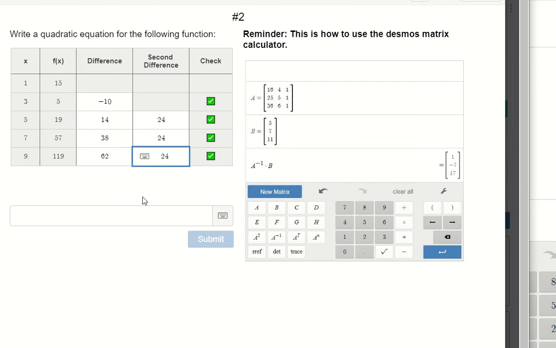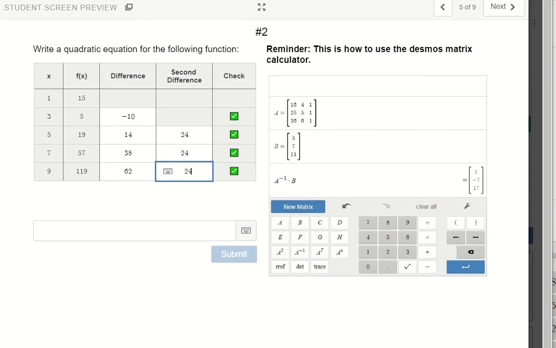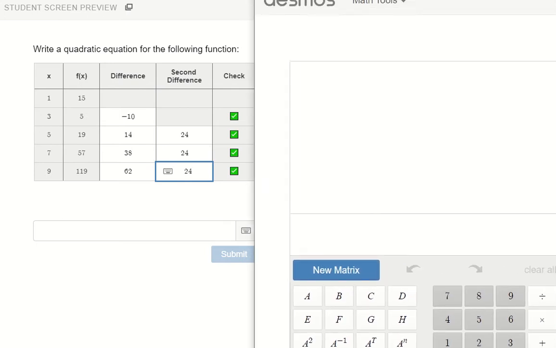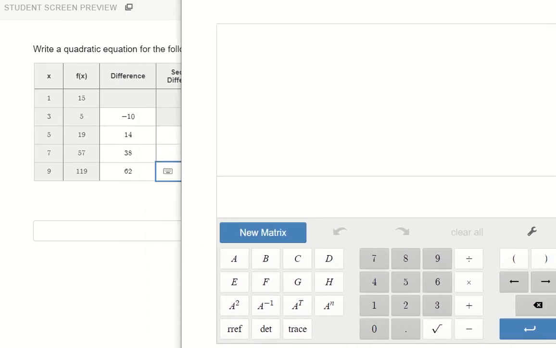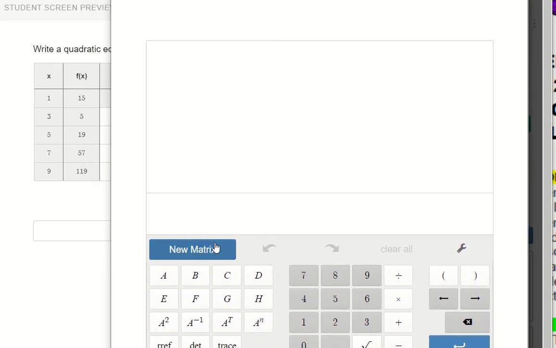So we're seeing that we have a constant second difference. That means this function follows our rule for a constant second difference being a quadratic function. So this is a quadratic, so now we're going to write a quadratic. I'll skip how to derive this because I've done it a couple times already. But we're going to just look at the table and make up a couple matrices.